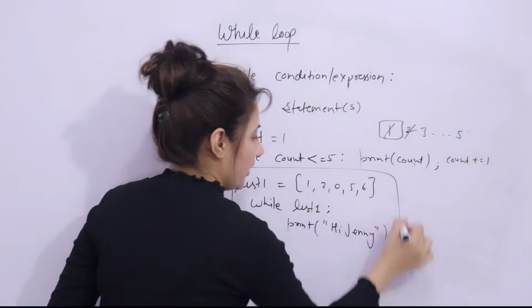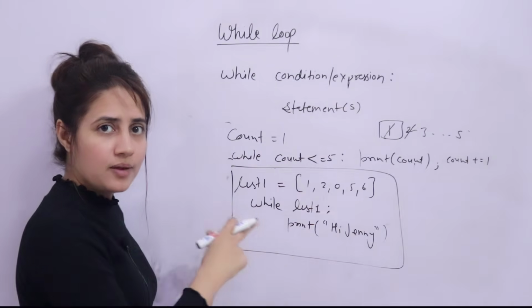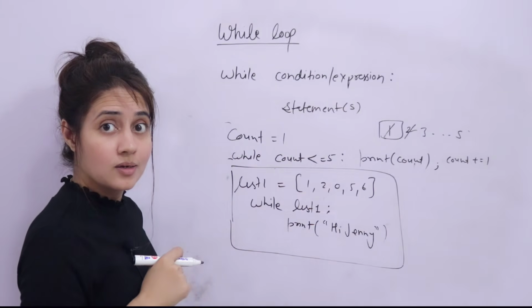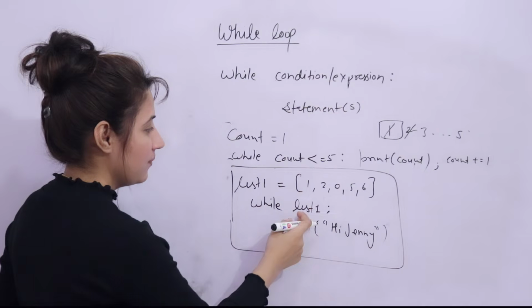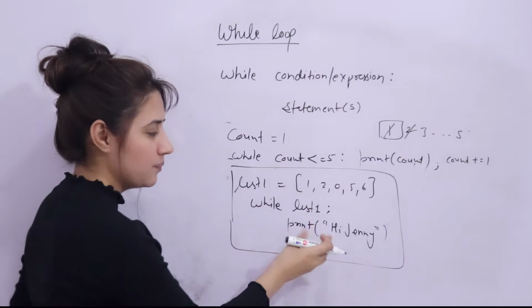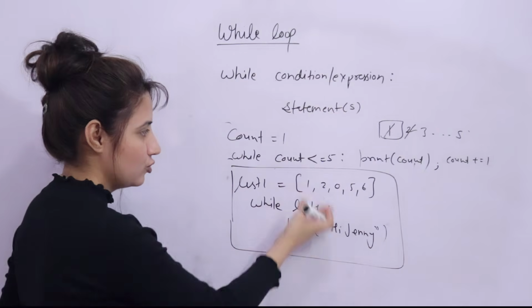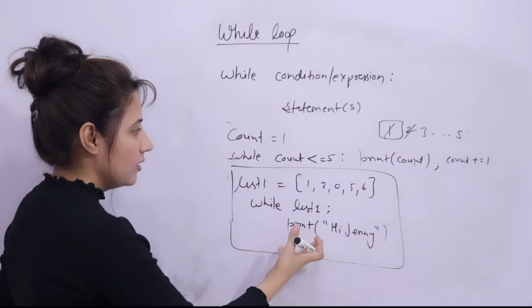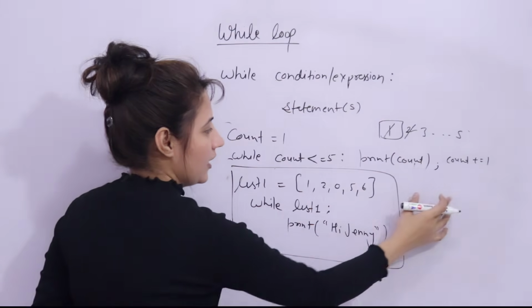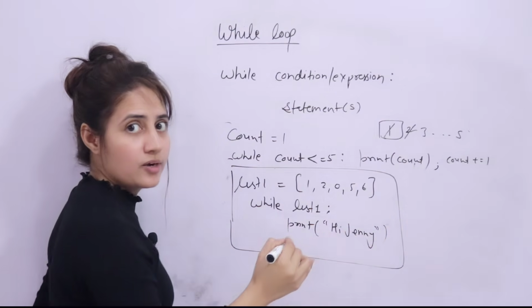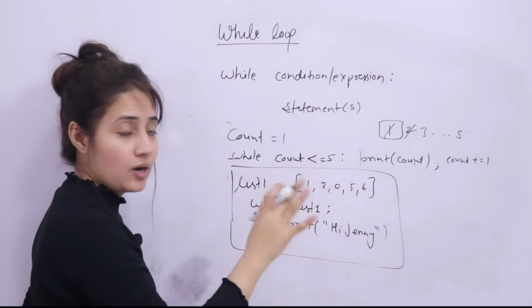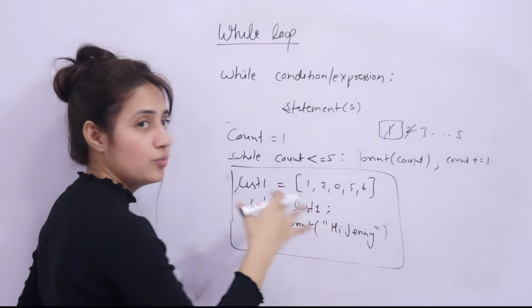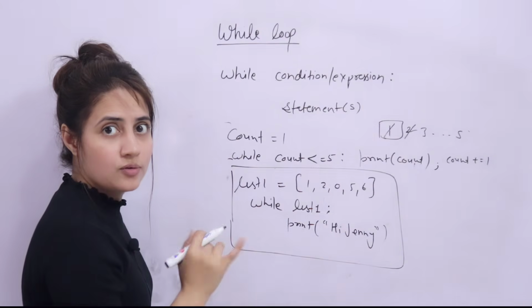But if this is the program, then how many times would this program be executed? Think. It would be an infinite loop, because every time this condition is true. So you have to give something in this to stop the execution, right? So suppose after printing hi Jenny one time, let's remove one item from the list. Then again second, then third, then fourth, then fifth. Then after printing Jenny 5 times, the list would be empty, and then this condition would be false.